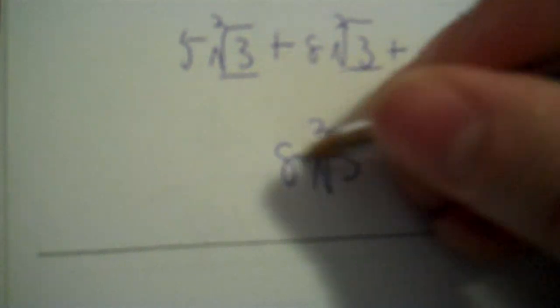Now the insides all match, so I do what I did on the last problem. Write the radical and add the outsides. 5 plus 8 is 13, plus negative 5 is 8.